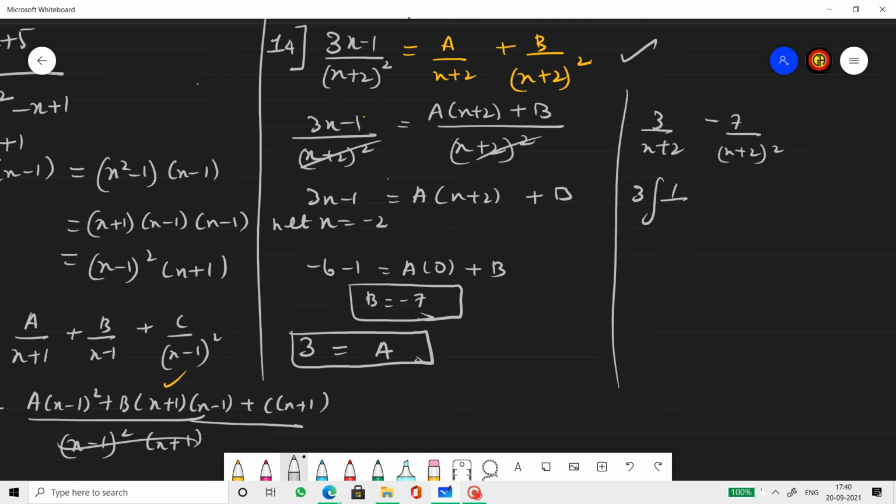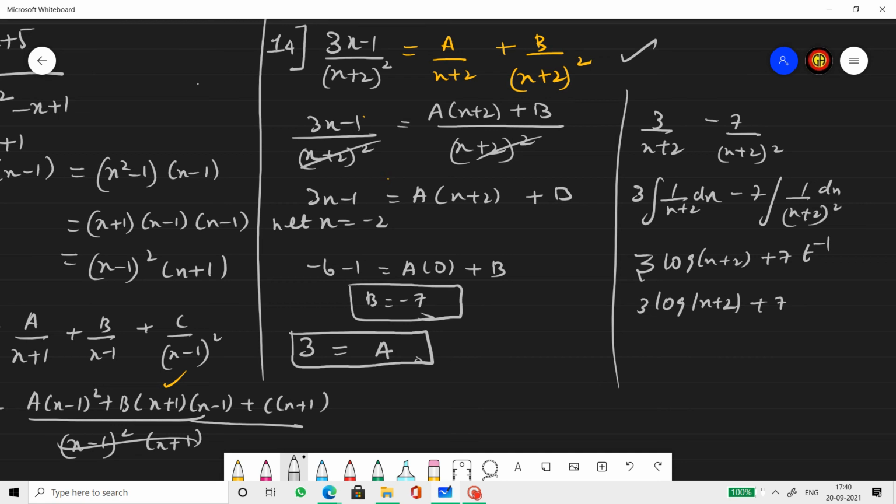3 out, integration of 1 by (x plus 2); minus 7 out, integration of 1 by (x plus 2) the whole square. 1 will give us log mod (x plus 2), and the other one we do by t substitution method: 1 by t square moves up as t power minus 2. So it's 3 log mod (x plus 2) plus 7 by (x plus 2) plus c.